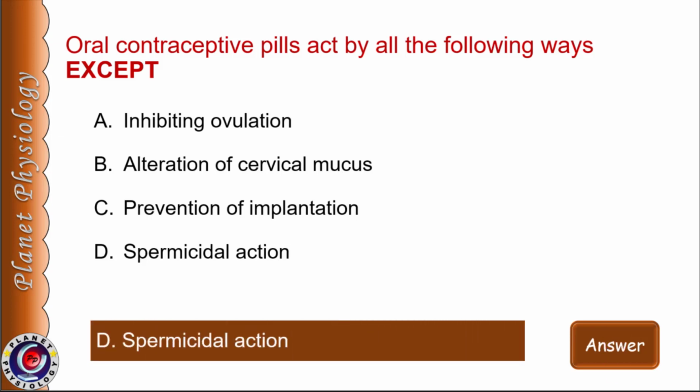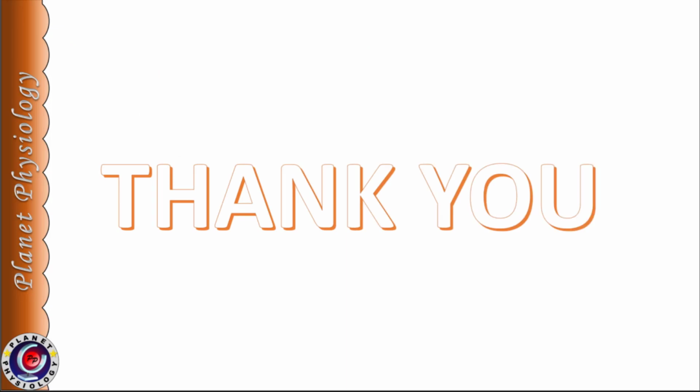Basically, oral contraceptive pills prevent ovulation, but progesterone only pills also alter the cervical mucus, and estrogen-induced proliferation of endometrium is also affected. This also prevents implantation, but oral contraceptive pills do not possess spermicidal action, and hence the correct answer is option D. That's all for this session.